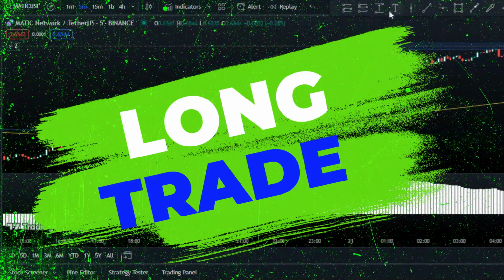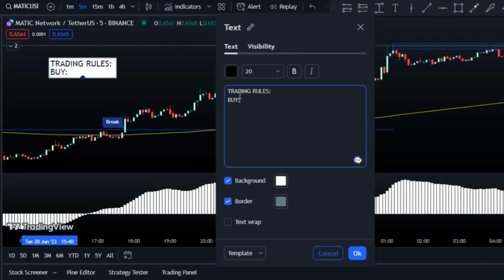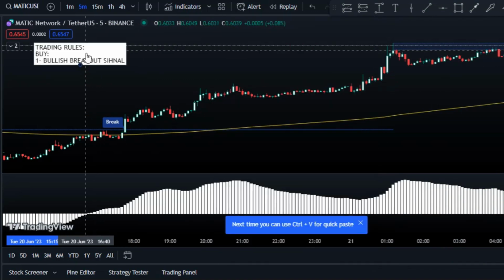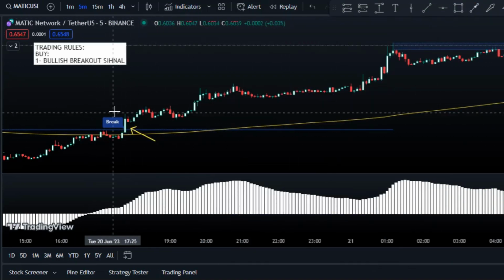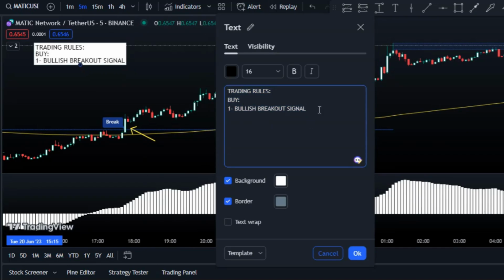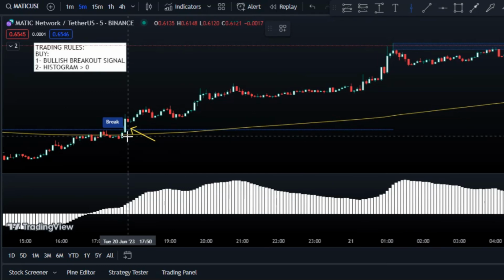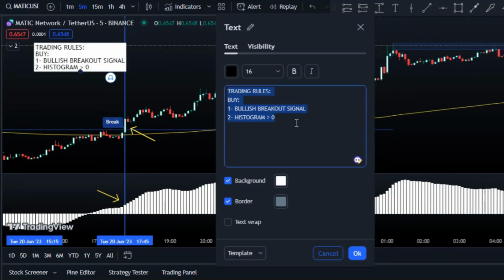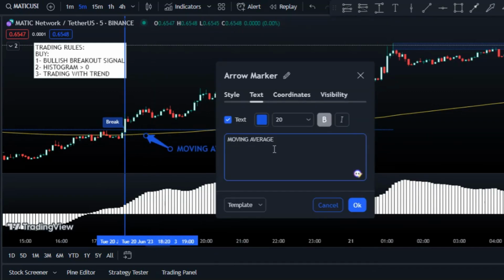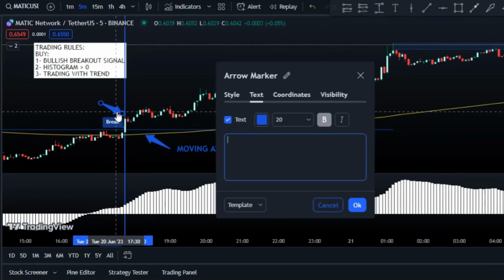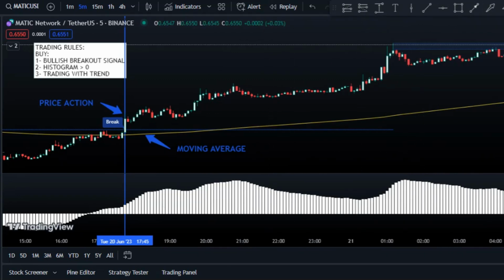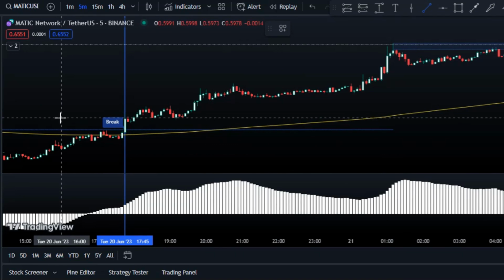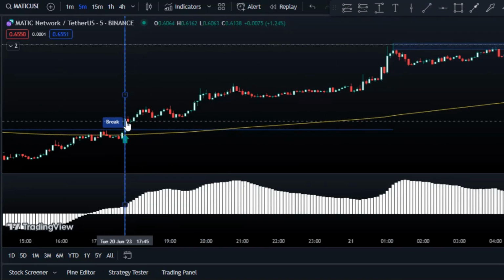So in this case, to enter a long trade, first we have to wait for a bullish breakout. Then make sure the momentum histogram indicator is positive. And also make sure we're trading in the direction of the market trend, meaning the price is above the moving average. So when these conditions are met, we can enter our long trade at the close price of the breakout candle.